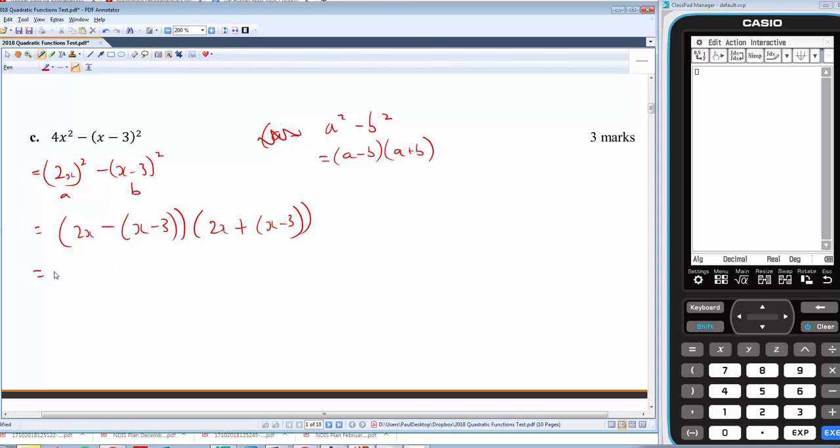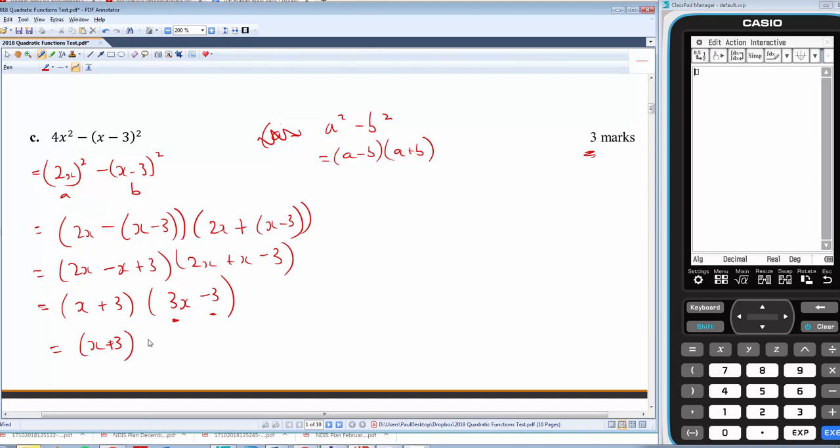Alright, so what we're going to do now is see if we can clean this up a bit. So we're going to go (2x - (x - 3))(2x + (x - 3)). That is going to be (x + 3), and this one is going to be (3x - 3). It looks like you've factorised it, but not quite, because we can pull out a factor of 3 here, and so this is where the third mark was going to come from: (x + 3) times 3 brackets (x - 1).